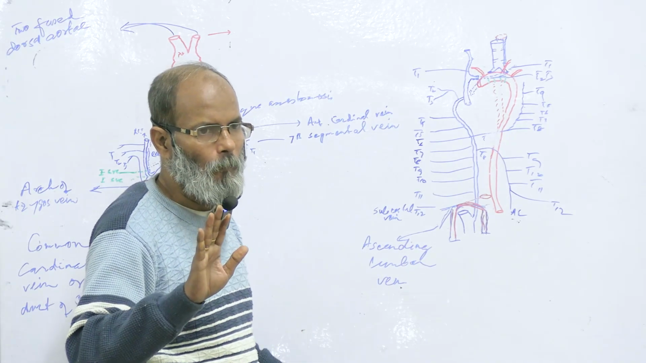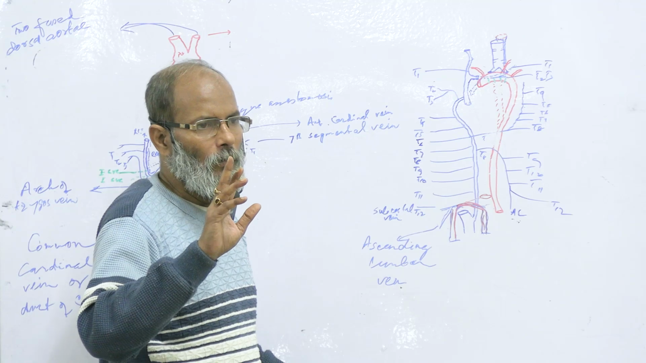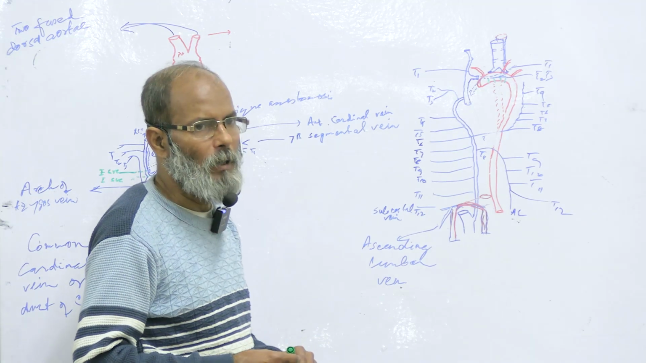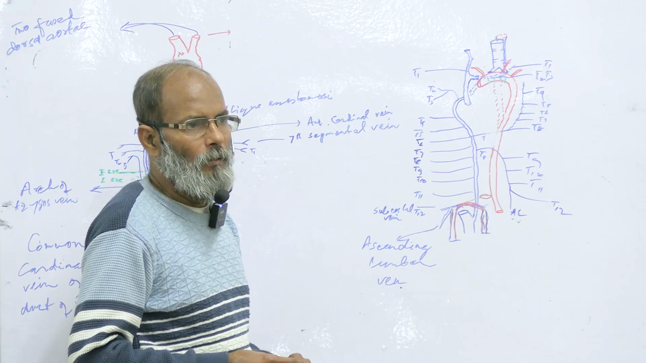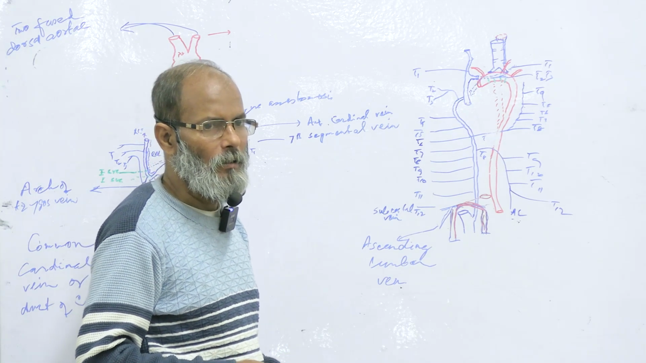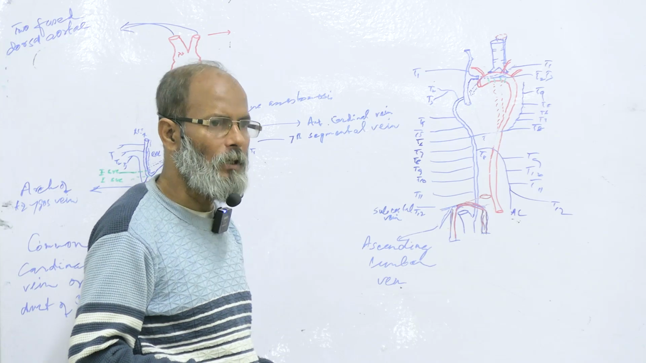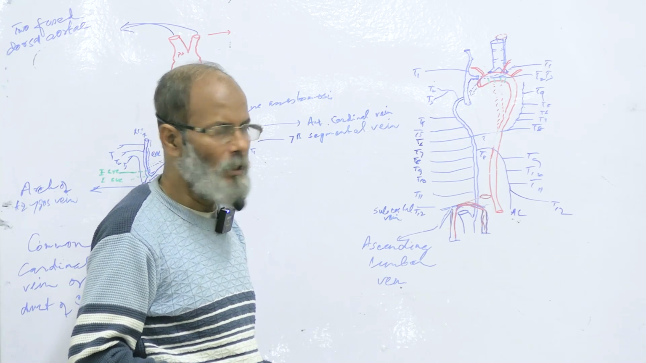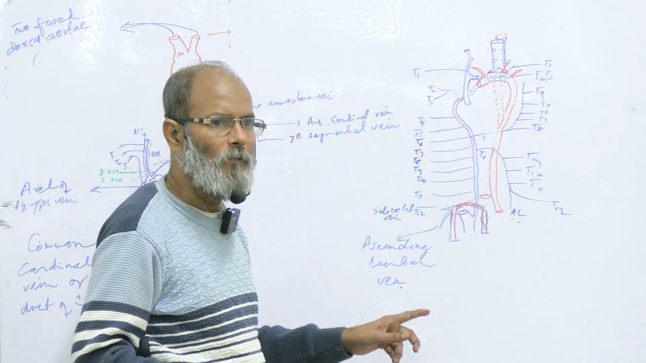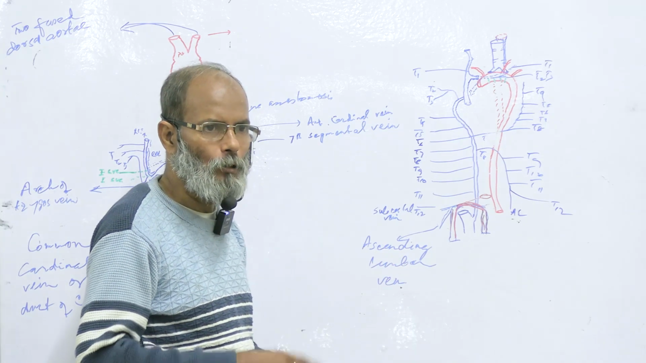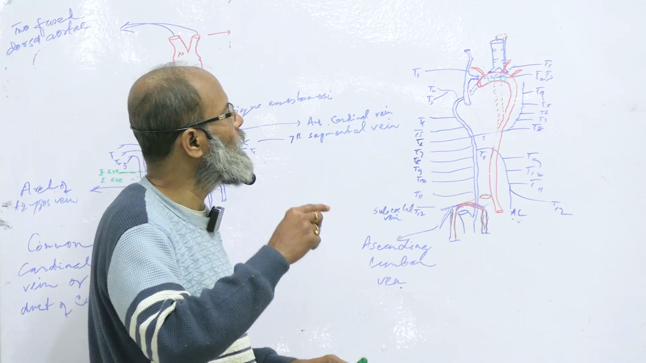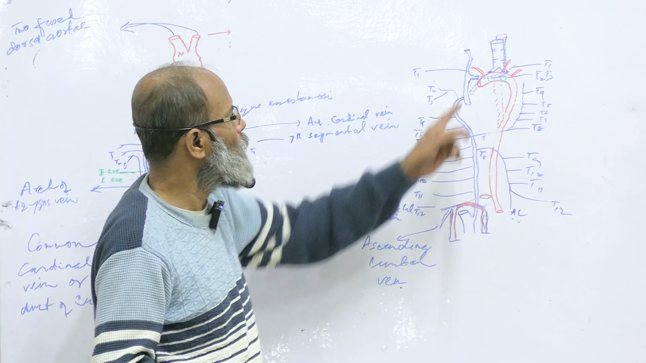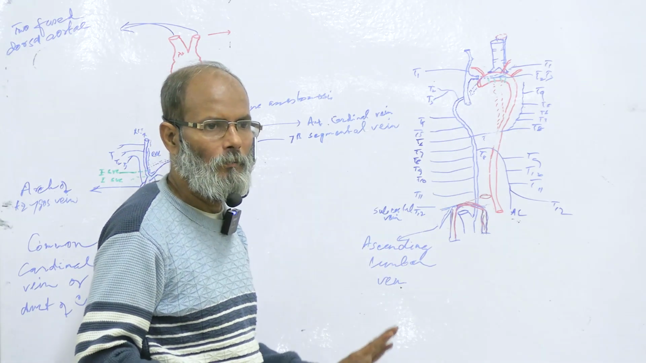That is the left phrenic nerve, the superior cervical cardiac branch of the left vagus, the superior cervical cardiac branch of the left sympathetic, and the left vagus. The superior intercostal vein crosses this fourth structure in front of the arch of aorta.